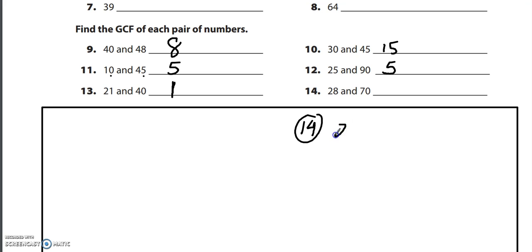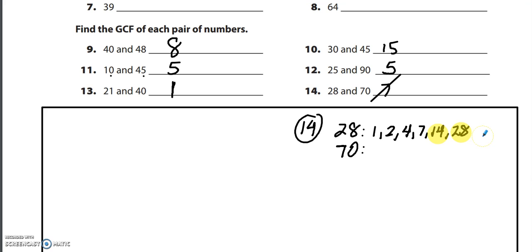28 and 70. And some kids get this one wrong because they say 7. And let me show you why it's not 7. Factors of 28 are 1, 2, 4, 7, 14, and 28. Remember what I said earlier: when it comes to even numbers, the last factor is itself and the second to last number is half of it.